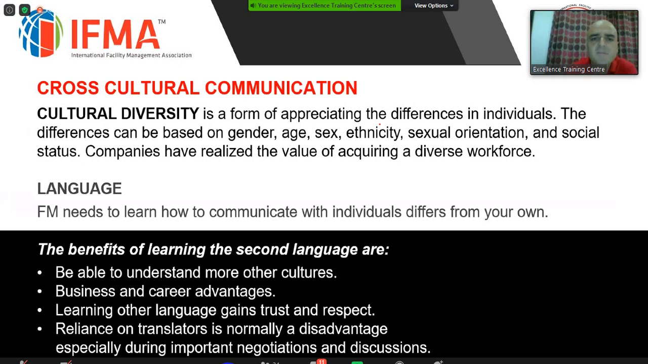Cultural diversity, as I said, cultural diversity is richness, and it's a form of appreciating differences in individuals. These differences can be based on gender, age, sex, ethnicity, sexual orientation, social status.